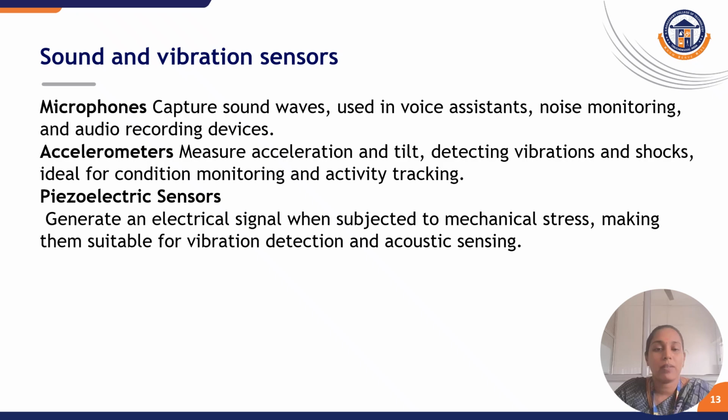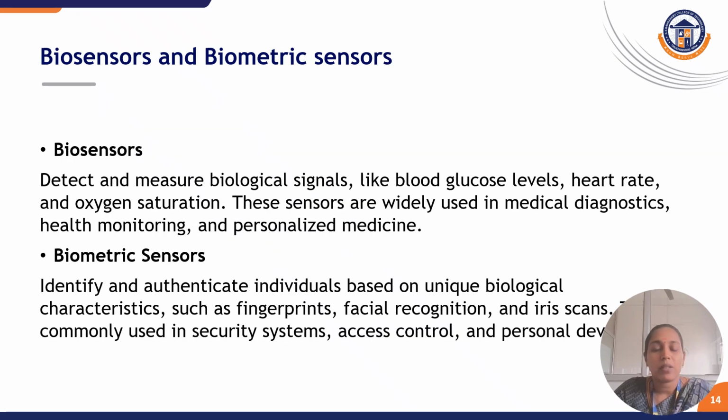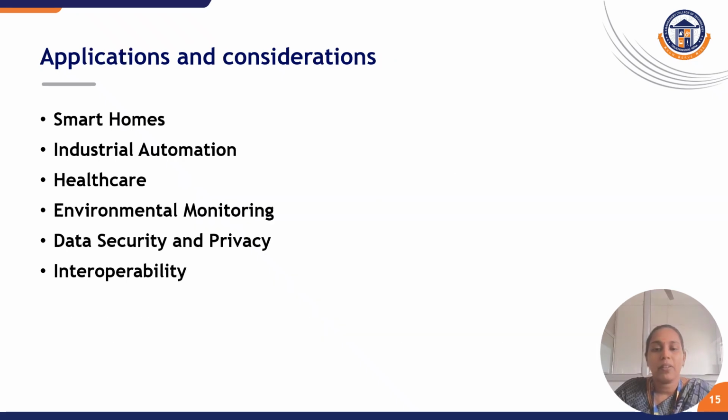Next, sound and vibration sensors. Microphones capture sound waves, used in noise monitoring and audio recording devices. Accelerometers measure acceleration and tilt, detecting vibrations and shocks. Next, a piezoelectric sensor detects vibration. Next, biosensors. They measure biological signals like blood glucose level, heart rate, and oxygen saturation. They are widely used in medical diagnostics and health monitoring. Next, biometric sensors are used to identify people through facial recognition, fingerprints, iris scan, etc.